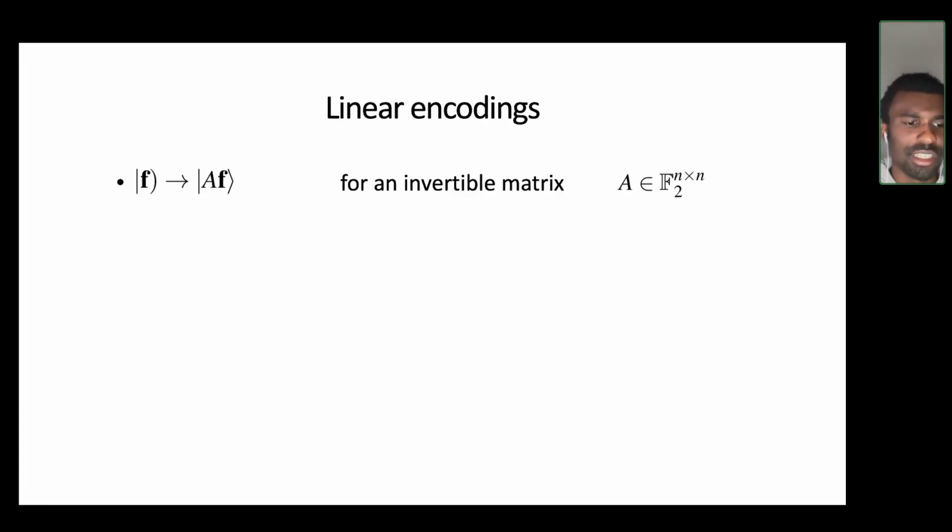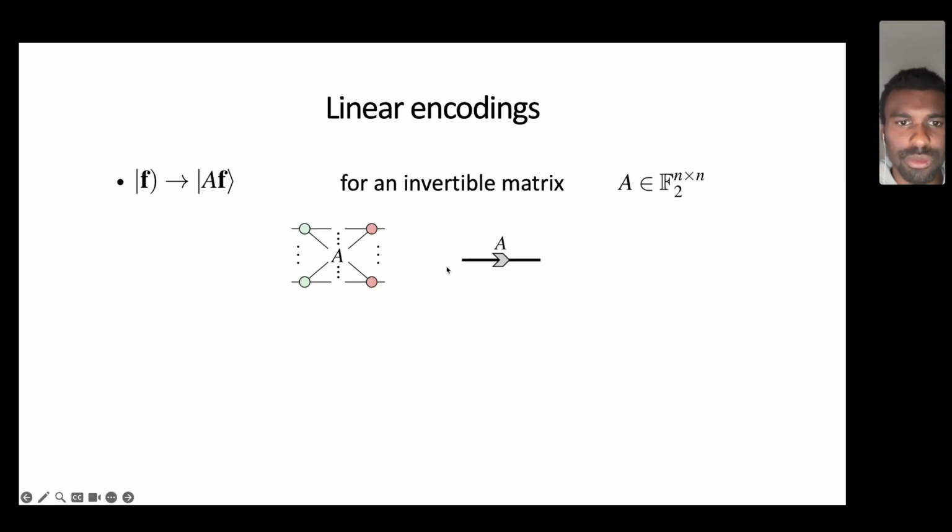So what is a linear encoding? A linear encoding, or a linear fermion-qubit encoding, is one where we start with a fermionic state, and we map it to the qubit state through a binary matrix, an invertible binary matrix. Yes, it has to be invertible and n by n for now. So we have to have as many qubits as we have places where a fermion could be, or fermionic sites.